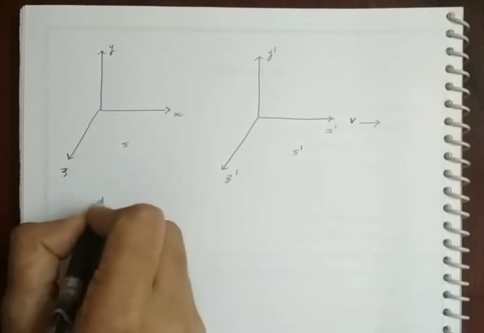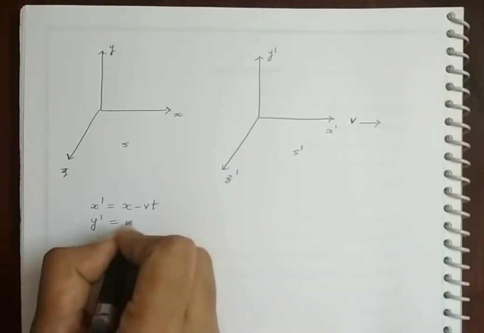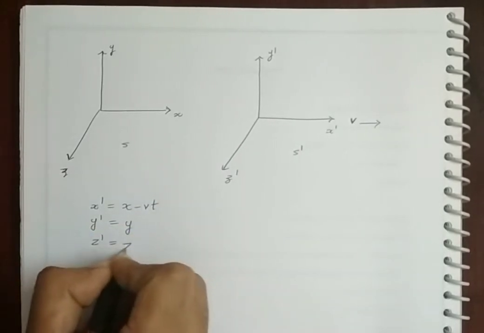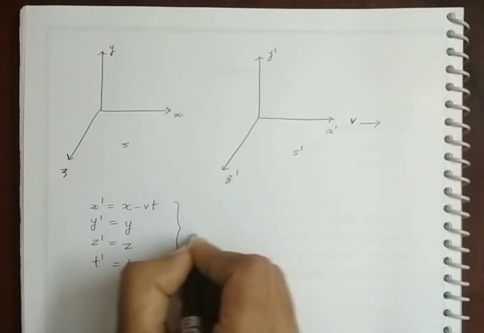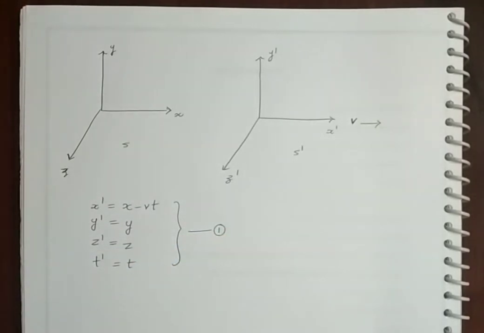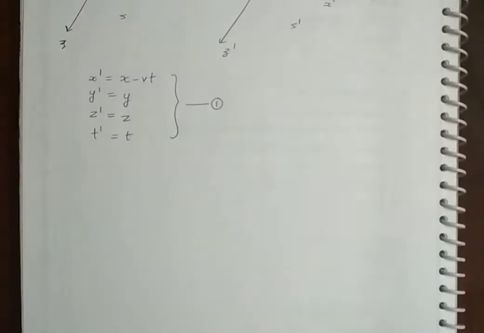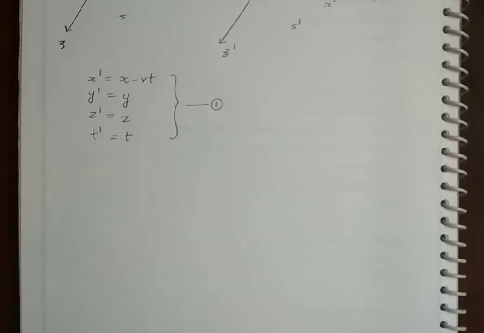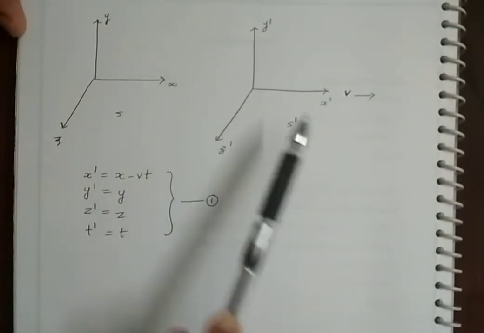That is, x prime is equal to x minus vt, y prime is equal to y, z prime is equal to z, and t prime is equal to t. So these are the four equations that stand for the Galilean coordinate transformation we discussed in the previous video. Next, we are going to talk about the Galilean velocity transformation, that is, the transformation of the velocities when we move from the rest frame to a moving frame, which is moving with a velocity v.